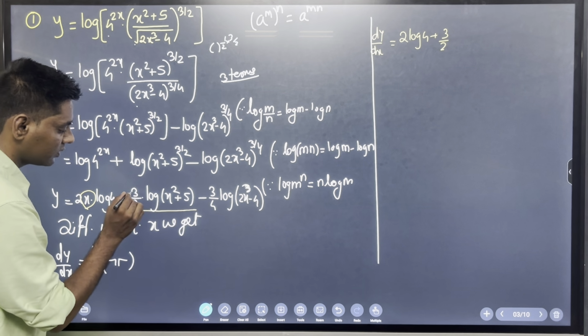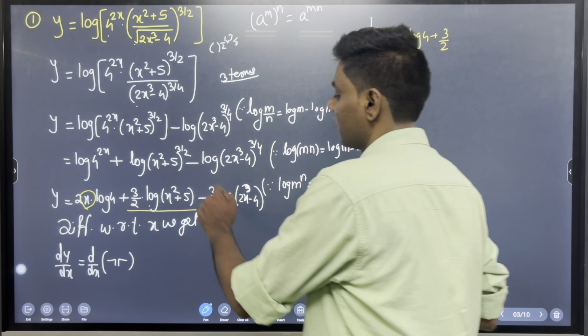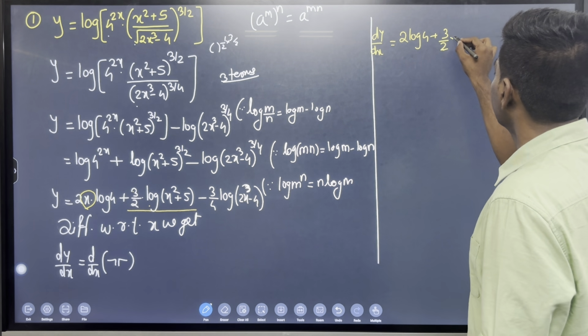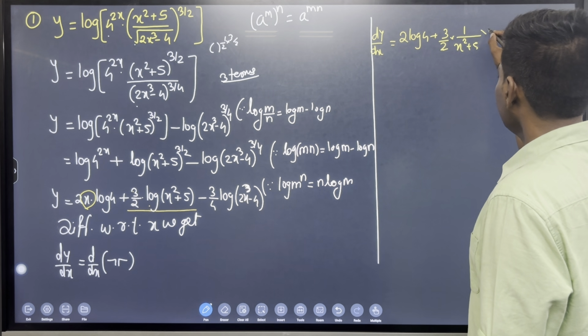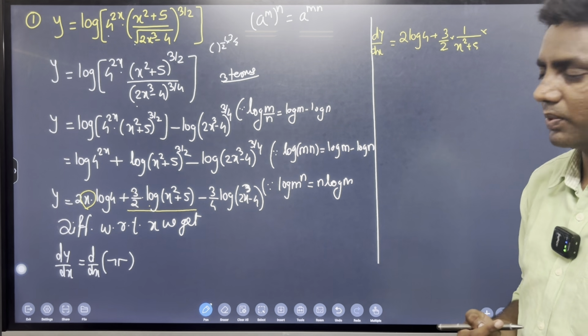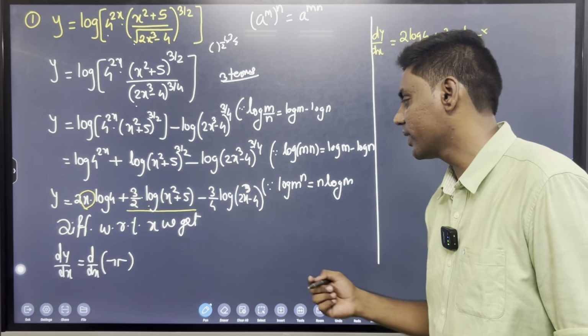That is 1 upon x. So now here when we solve this term, log of x square plus 5 has derivative 1 upon x square plus 5, and again take the derivative of x square plus 5. So what is the derivative of x square plus 5? That is 2x; plus 5 is the constant, having derivative 0. So we complete the derivative of the second term.